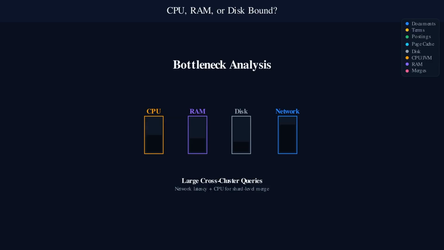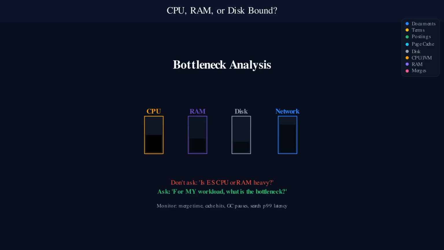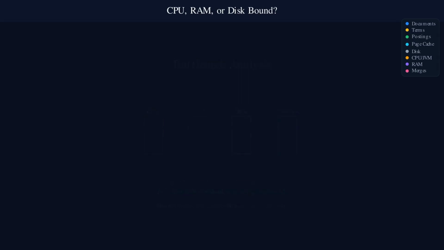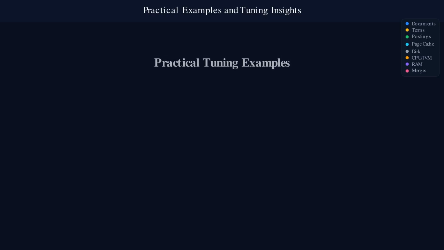Aggregations on high cardinality fields can be extremely memory-intensive, using doc value structures that need to be loaded into memory. And for large distributed queries across many shards, network latency adds up. The key takeaway: never ask if Elasticsearch is CPU or RAM heavy in isolation. Instead, ask, for my specific workload, what is the bottleneck? Monitor merge times, cache hit rates, heap pressure, garbage collection pauses, and search latency percentiles to find the answer. Let us make this concrete with examples every engineer should know.